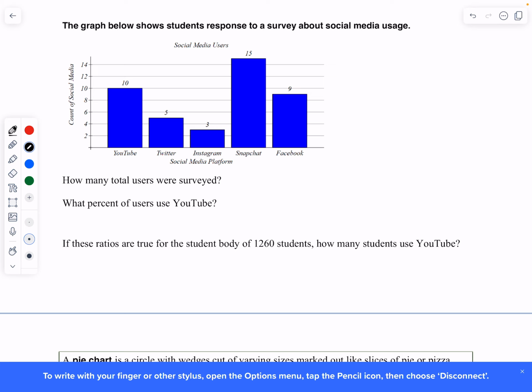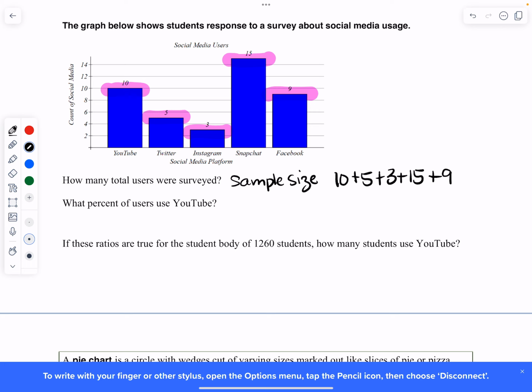Okay, so what we're going to do is find the frequency of each one. So I'm just showing you that I'm using this. And I'm going to add those up. So again, I'm finding the sample size. So I'm going to add those together. So 10 plus 5 plus 3 plus 15 plus 9. I'm going to add these up. So 10 and 5 is 15. 3 and 15 is 18. And I'm going to add 9 to that. Okay, so 15 and 18, that is 33. And then I'm going to add 9.